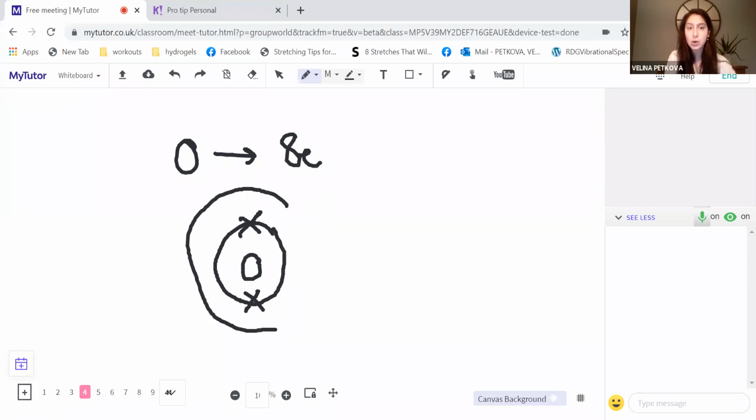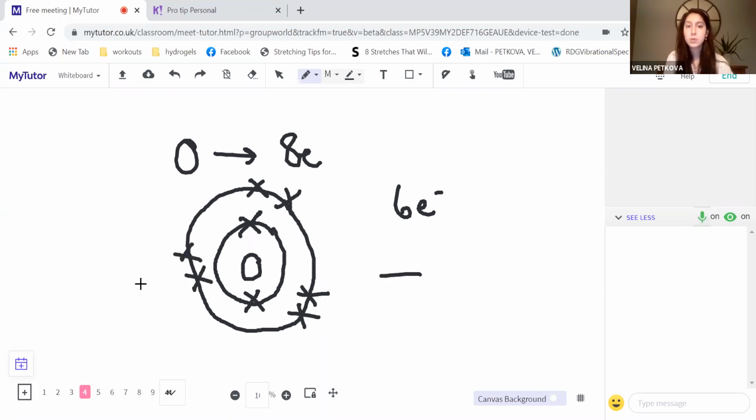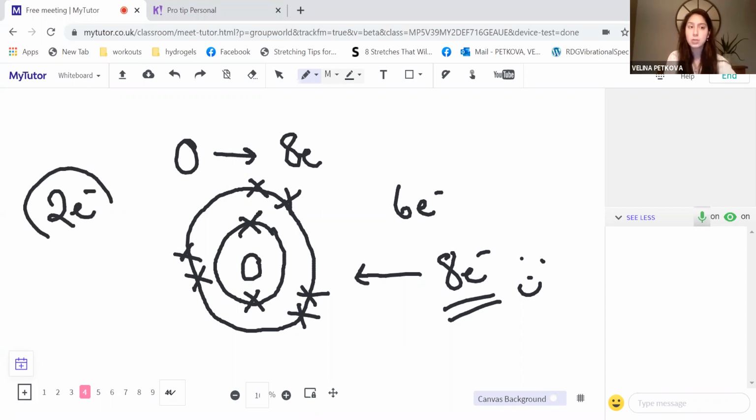The next shell is going to hold the remaining ones, because we've already used 2, so we have 6 electrons left. So the next shell is going to hold the 6 electrons that we have left over. Okay, so there we go. Although the second shell wants to hold up to 8 electrons, and when it has its 8 electrons, it is the most happy. So that is why when oxygen reacts, it gains 2 electrons, and then it makes its outer shell full. Okay, does that make more sense?